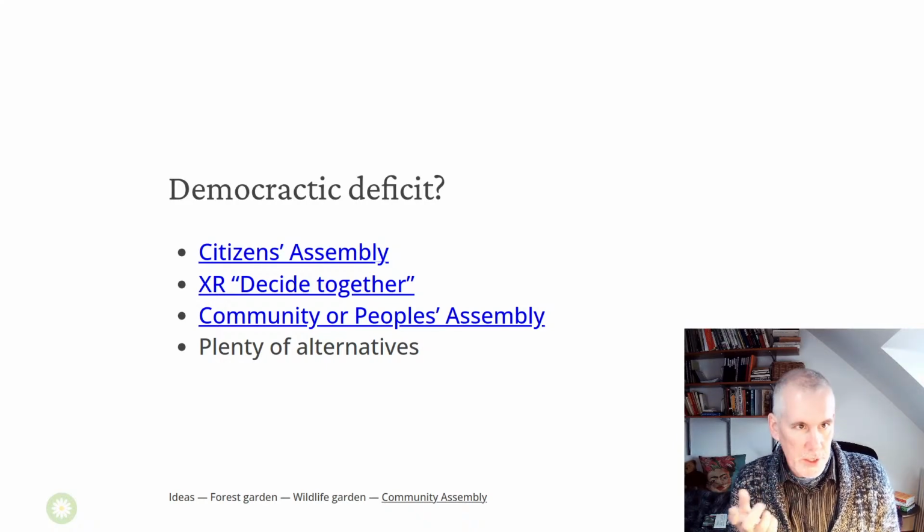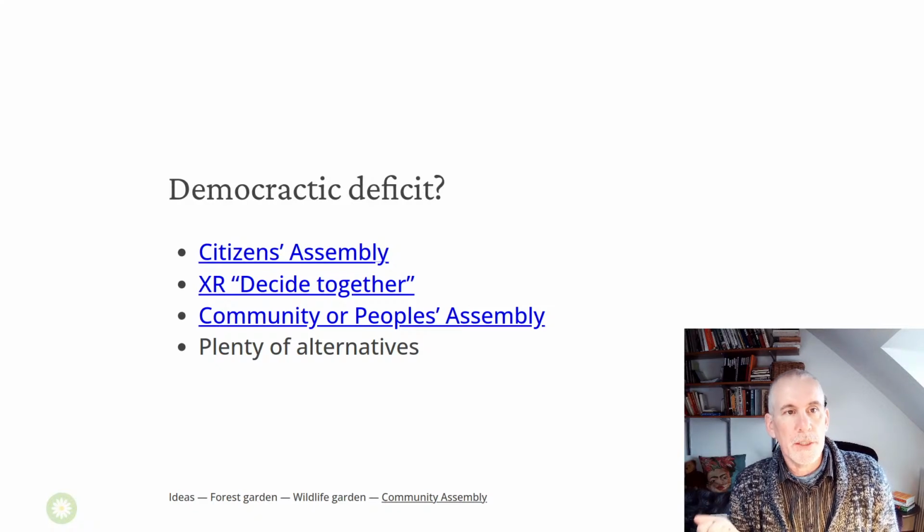So with Extinction Rebellion, one of their demands is a citizens' assembly to discuss the nature of the climate emergency and to make decisions, because the representative democracy that we have at the moment is arguably subject to industry and corporate pressures that a citizens' assembly wouldn't be.